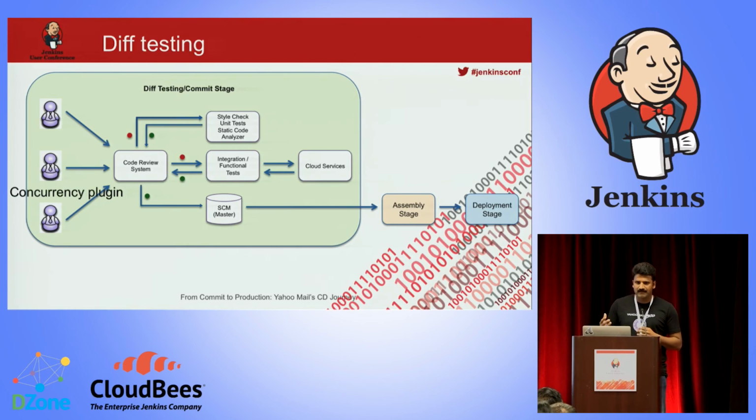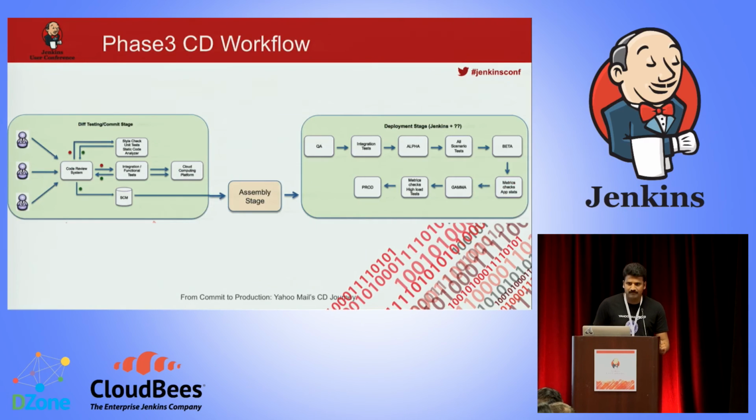That's why I was saying infrastructure is one of the issues we were seeing, and we are trying to solve that. Once you scale the infrastructure, you're good. You can run n number of jobs. So the concurrency plugin helped there. With this diff testing phase introduced, let's see what our CD phase 3 workflow looks like.